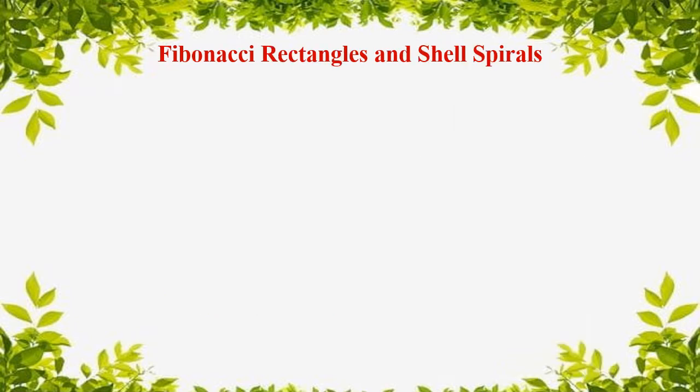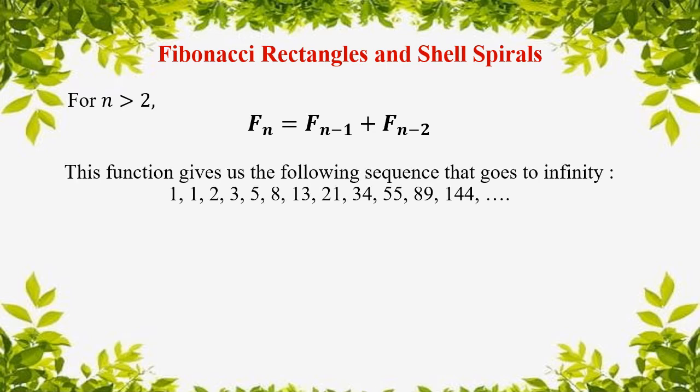Next we define the function of this sequence. We know the nth term is the sum of the two preceding terms, that is the (n minus 1)th term and the (n minus 2)th term. For n greater than 2, F(n) equals F(n-1) plus F(n-2). So this function gives us the following sequence. This is called the Fibonacci sequence: 1, 1, 2, 3, 5, 8, 13, 21, etc.